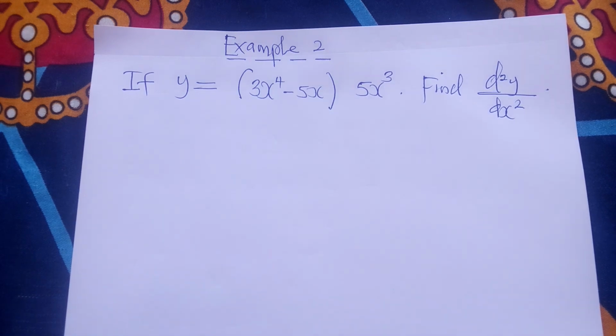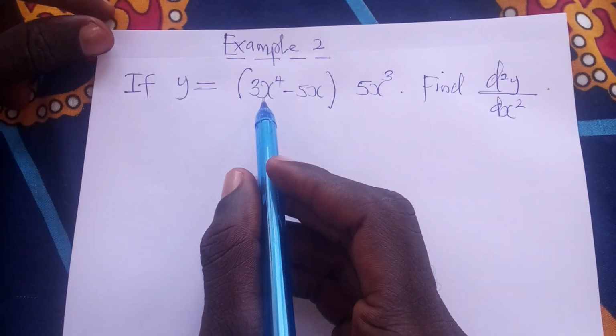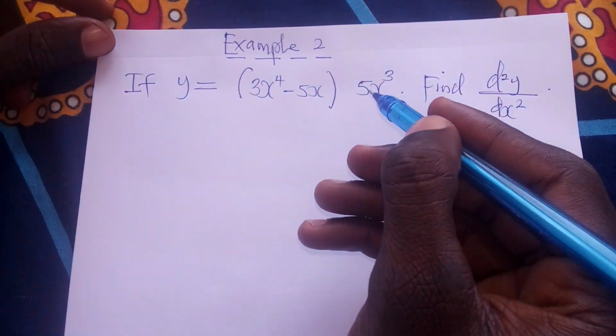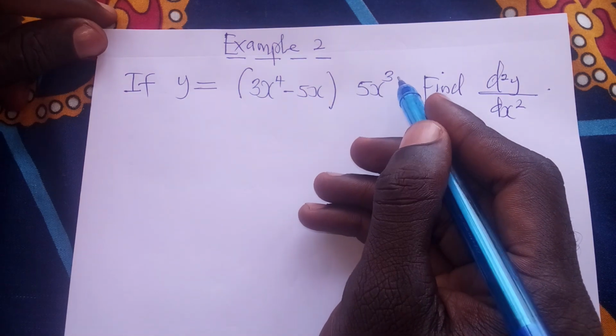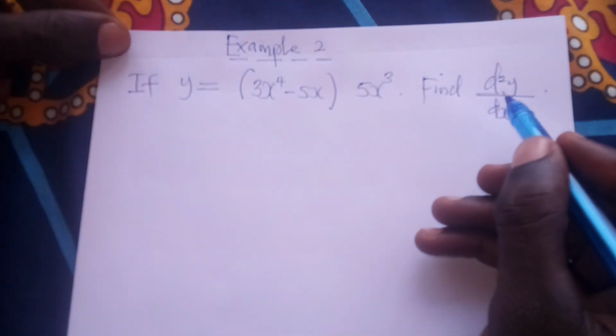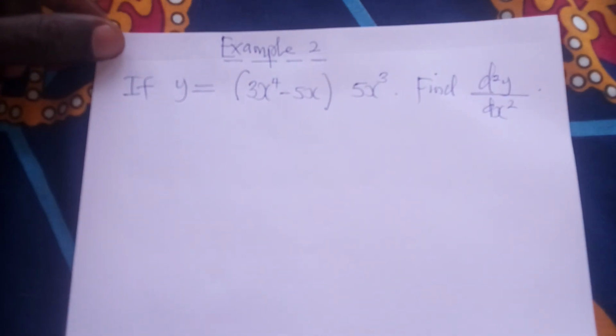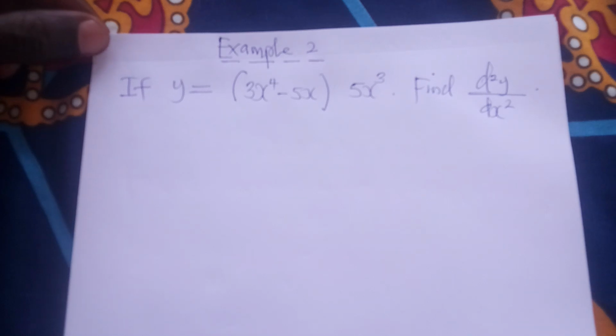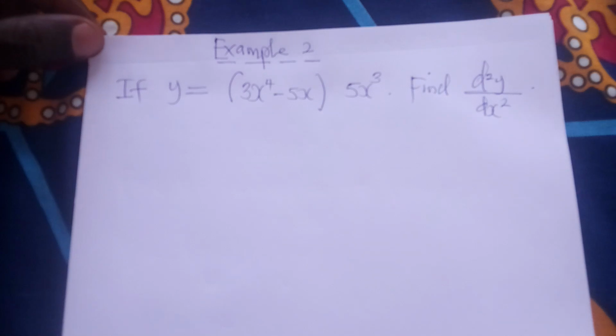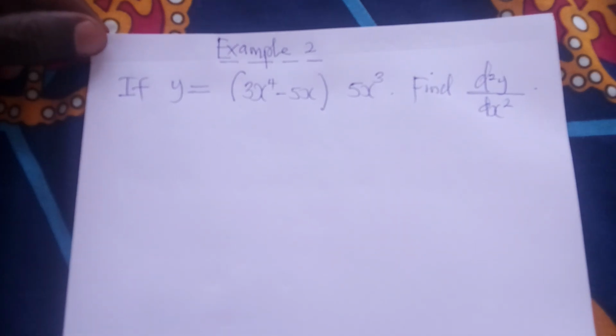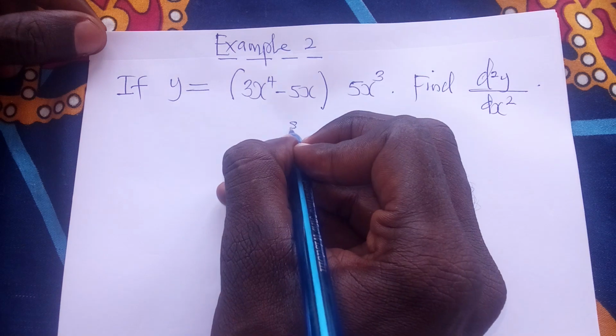Now, let's look at example 2 on product rule. It reads, if y is equal to 3x raised to the power 4 minus 5x, and you are given another one here, that is 5x cubed. Now, we have to find d square y upon dx square, meaning this is the second derivative. It means this is the second derivative on product rule. After differentiating the first one, we use the same answer to differentiate it for us to have the second derivative. Okay. Now we start with the solution.